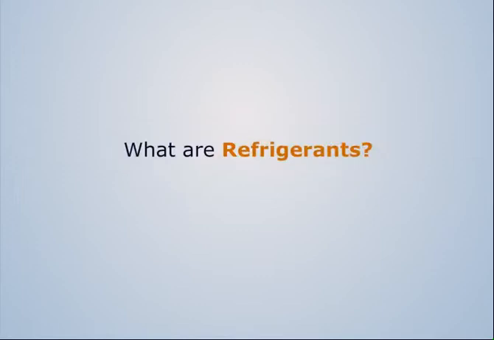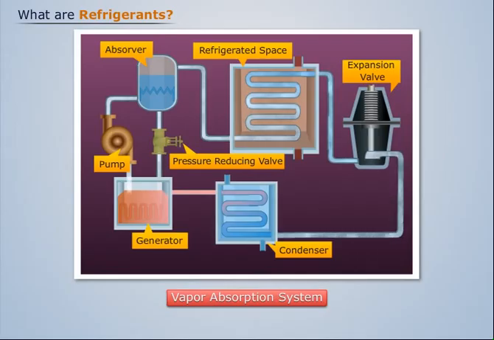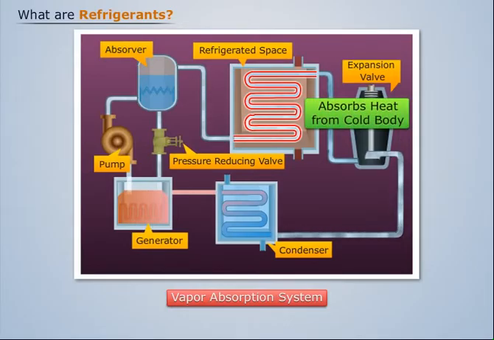What are refrigerants? Consider a vapor absorption system. Here we can see that water is responsible for absorbing the ammonia and carrying it to the generator. And ammonia is responsible for absorbing the heat from the cold body.